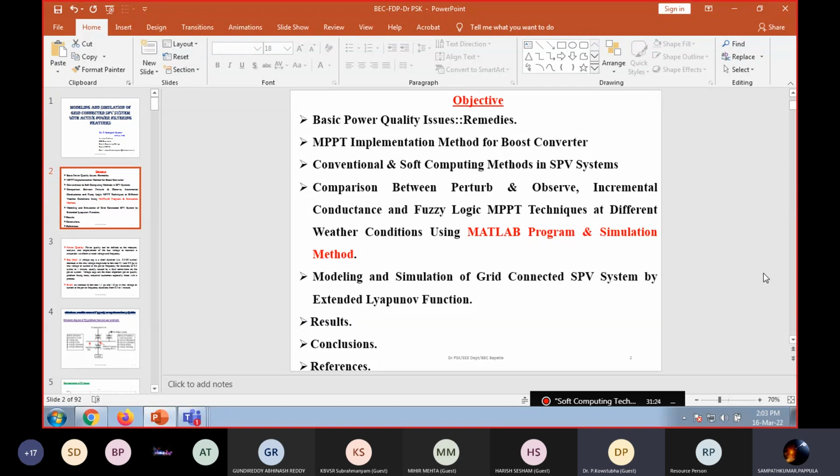And modeling and simulation of one practical system whenever we are connecting the PV system to a grid connected SPV system by the new method, call it the extended Lyapunov function. And finally we'll see some results and conclusions and references, and lastly we go to the questionnaire.